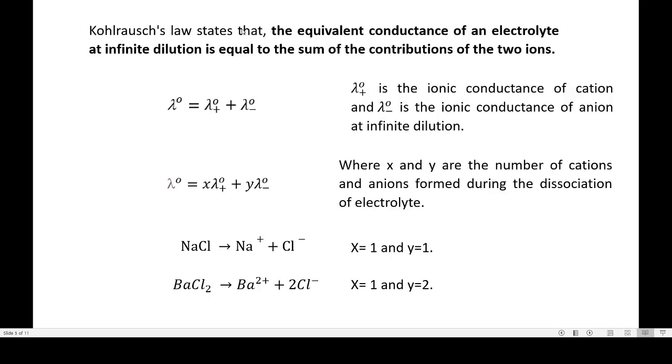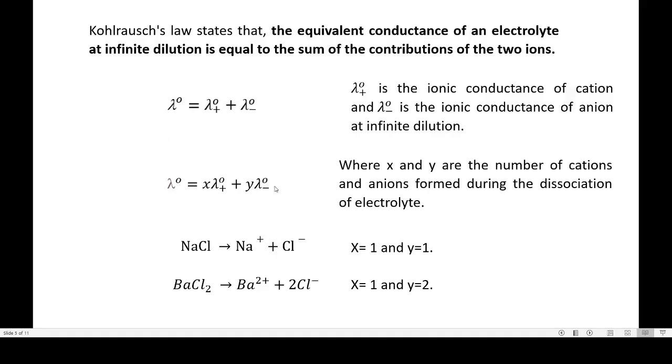Thus, Kohlrausch law states that the equivalent conductance of an electrolyte at infinite dilution is equal to the sum of contributions of the two ions. That is, equivalent conductance of an electrolyte at infinite dilution is equal to the sum of ionic conductance of cation and ionic conductance of anion at infinite dilution. This is the mathematical expression of Kohlrausch law.